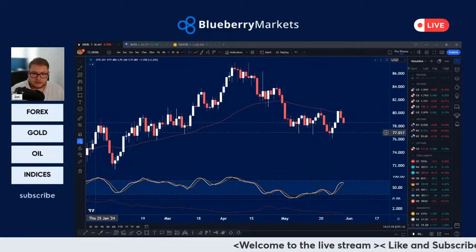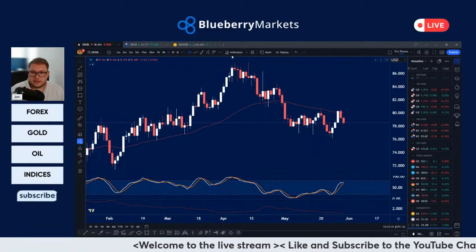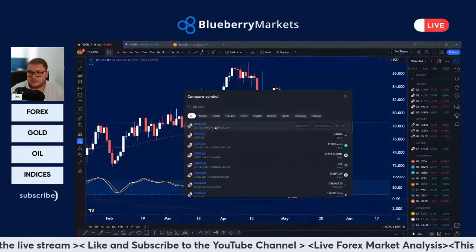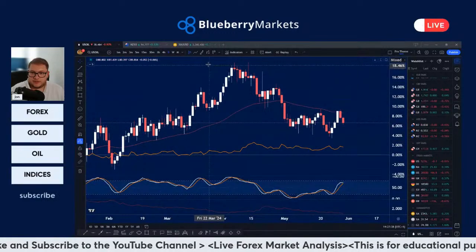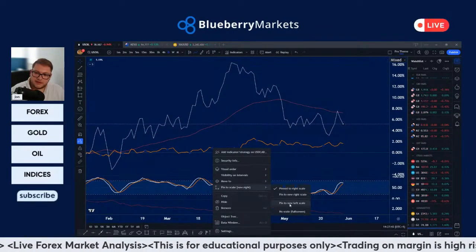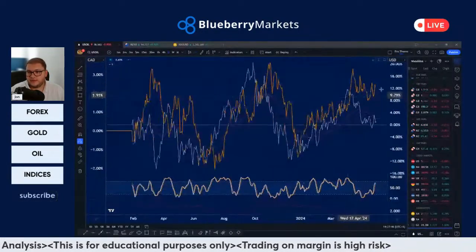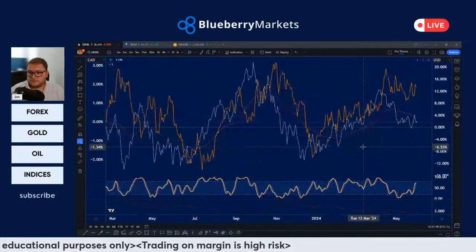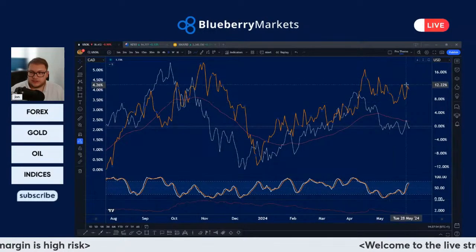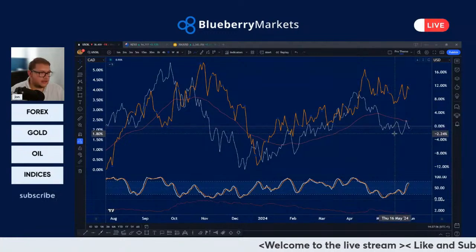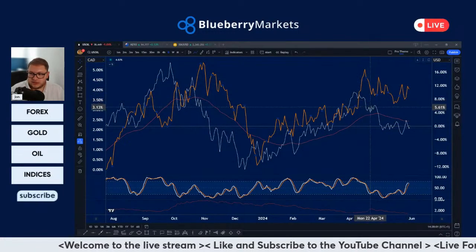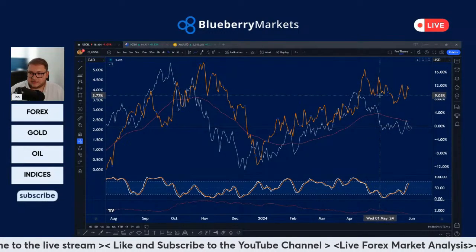We do a lot of comparisons and we have a little look at correlations, and this is one of those. If I just delete all the data off of this, and go up to the compare tool here and bring in USD CAD, all I'm going to do is make this a line chart as well. I'm going to pin this to the left hand side, and zoom out a little bit. You can see the correlation between the two. The orange line is US dollar CAD, the white line is oil. When we start to see oil prices moving lower, we see CAD starting to move lower.